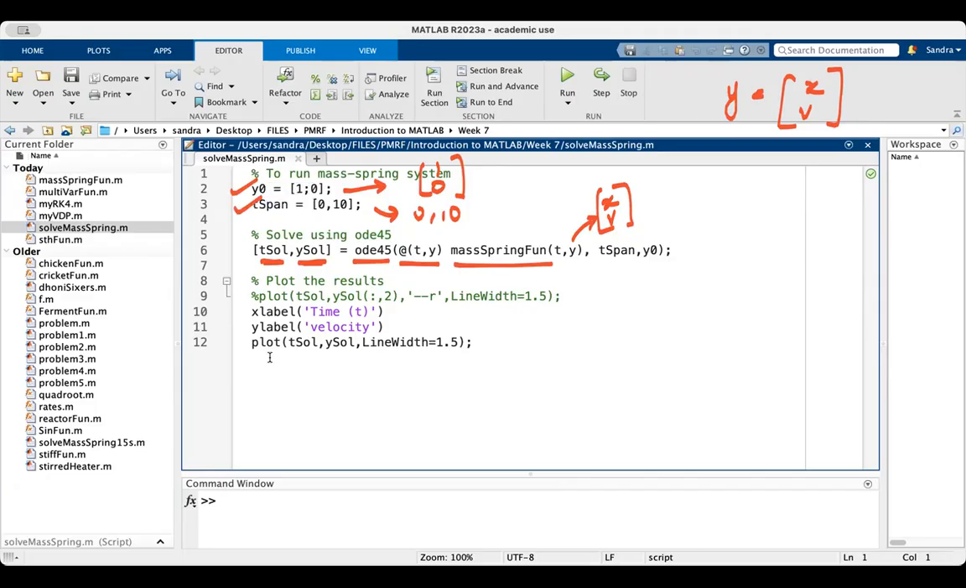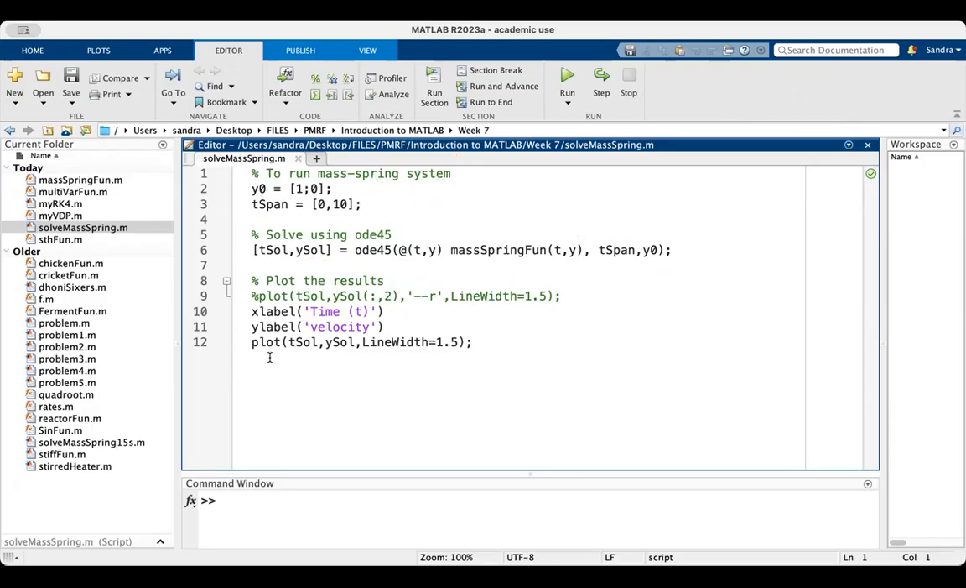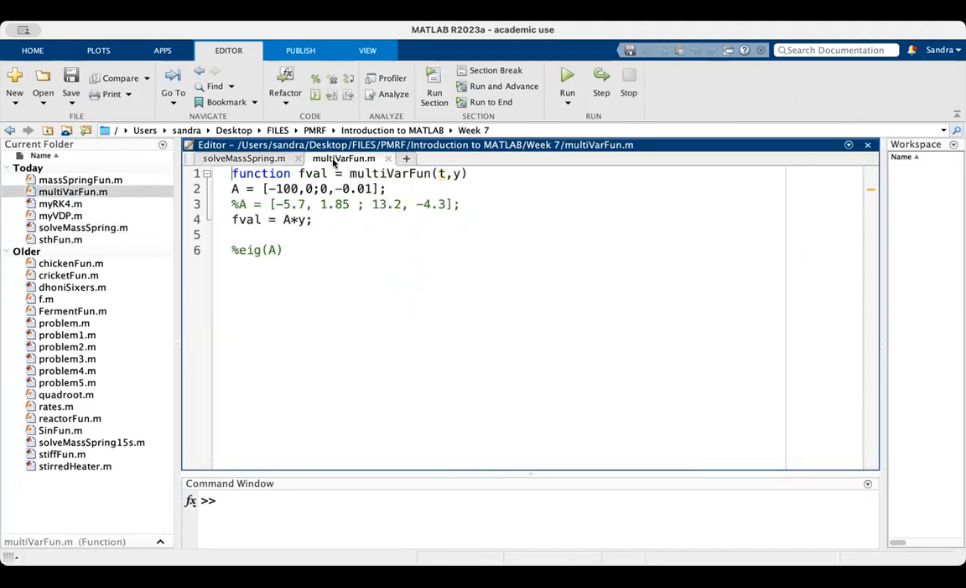This is the syntax: t solve and y solve equals ODE45. You give the function, the t span, and the y0. Now the important thing is to understand how the function is written. So let us go to the function. The function is named mass spring fun. We'll go to the mass spring fun here.